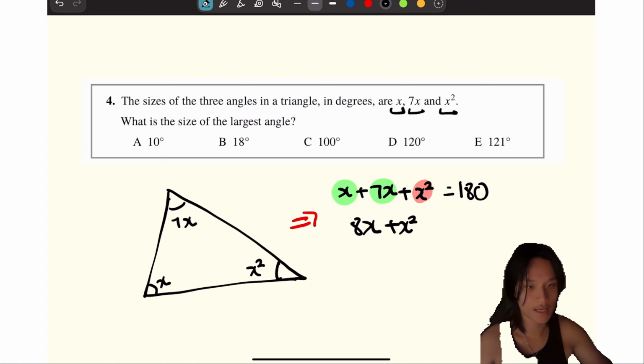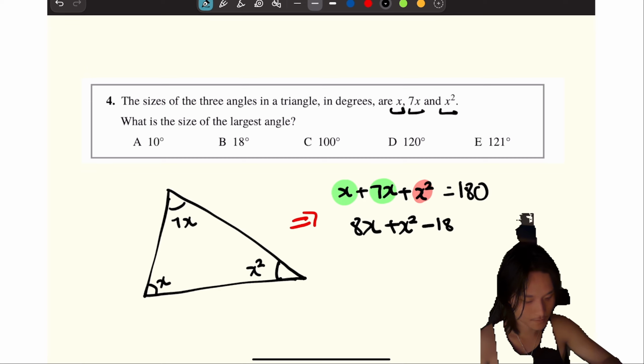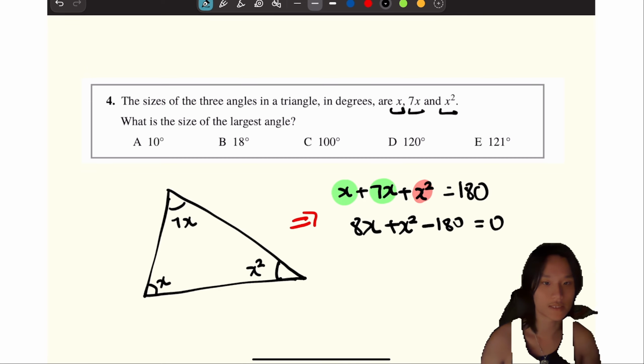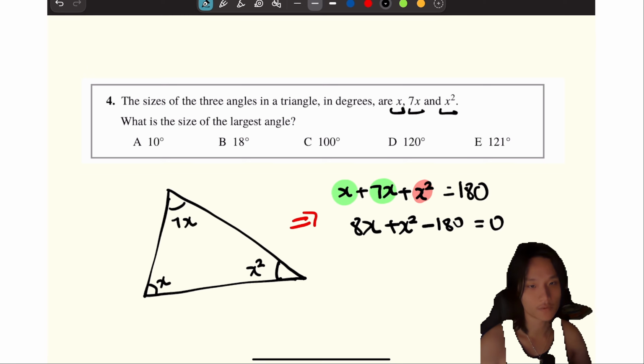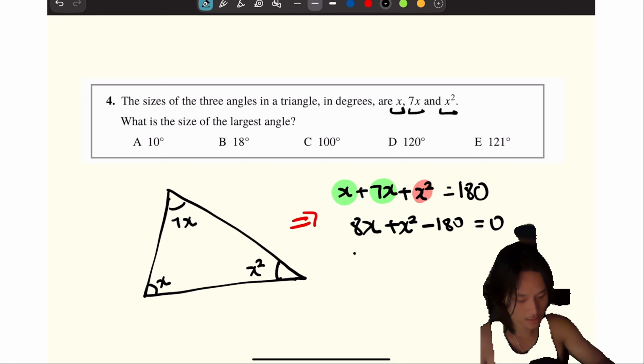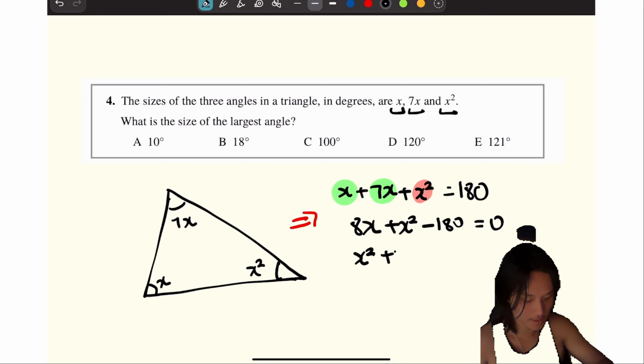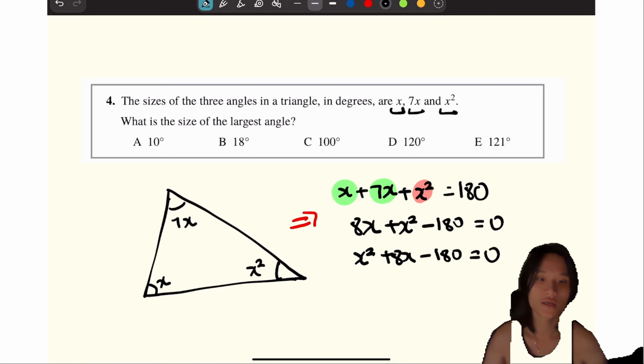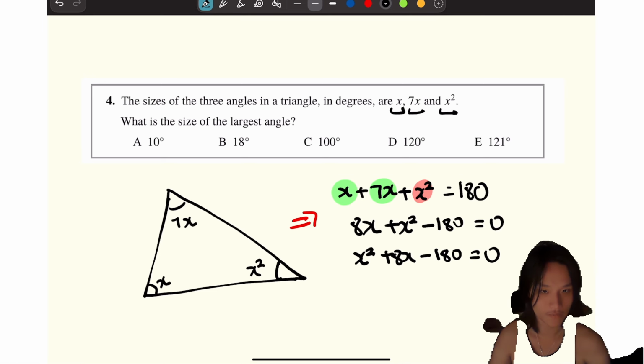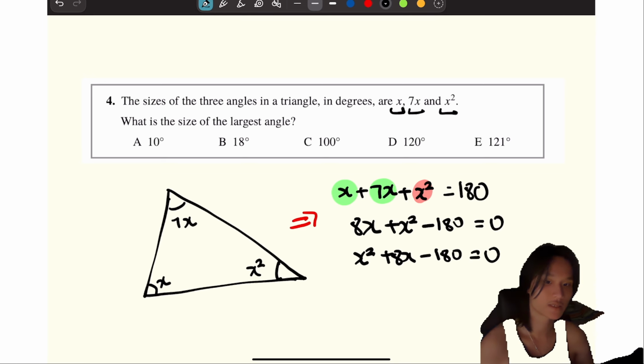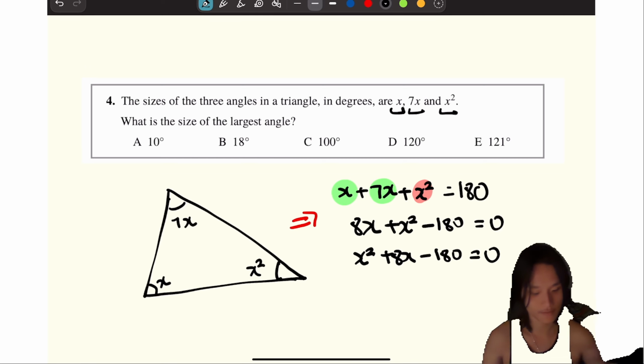And we take 180 to the left-hand side, equals 0. Now I want to write this in a more standardized format. We put x squared first. So x squared plus 8x minus 180 equals 0. This is now what we call a quadratic equation. The way we solve this is to factorize it.